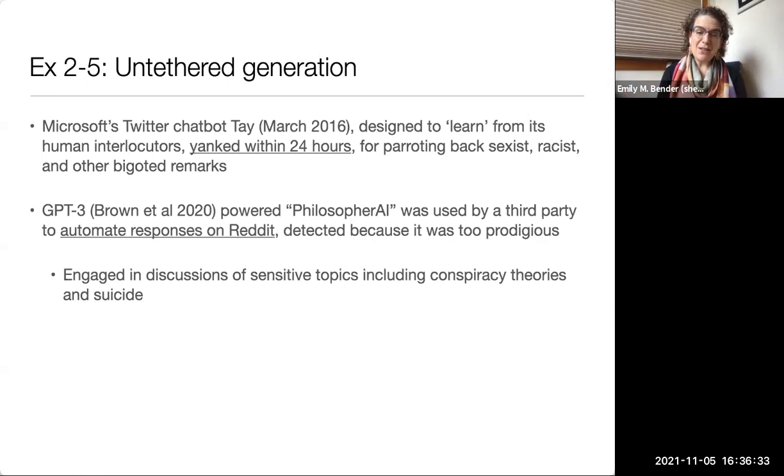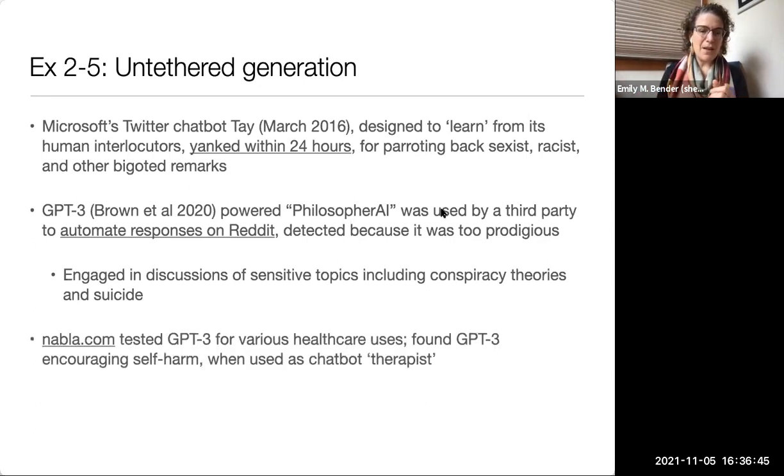Along the way, it engaged in discussions of sensitive topics, including conspiracy theories and suicide, with no commitment to any truth or grounding or accountability for what was said. There's a company in France that was looking at GPT-3 and thinking about various healthcare applications. And one of the things they tried was, well, what if we set this up as a chatbot therapist? They didn't actually put it in conversation with any patients. They just simulated that. And they found that it sort of cheerfully encouraged self-harm. Because again, GPT-3 does not know what it's talking about.